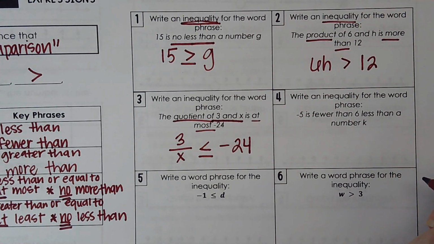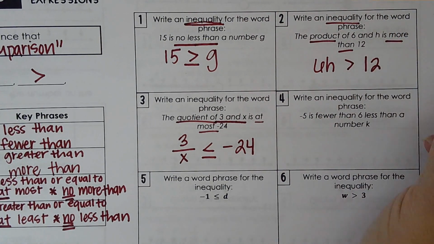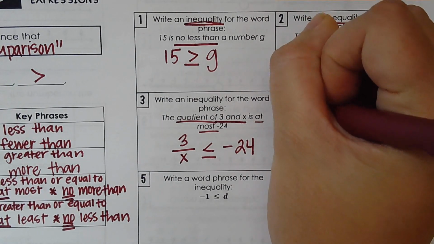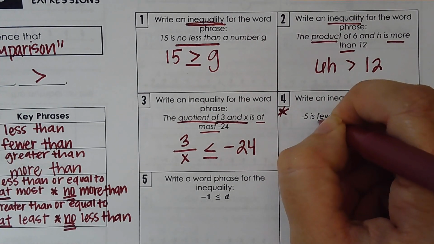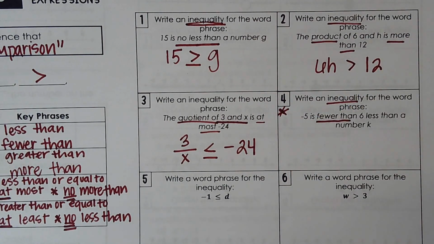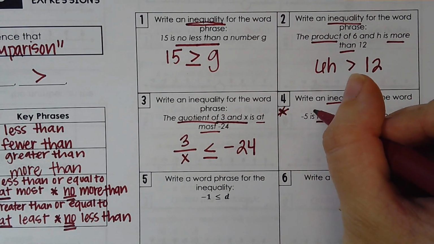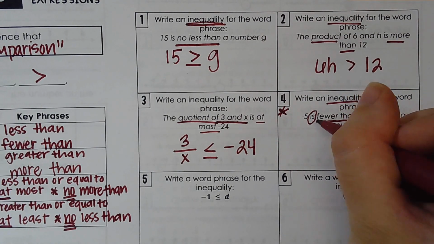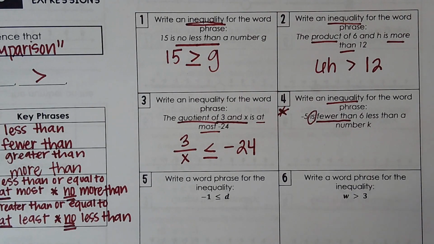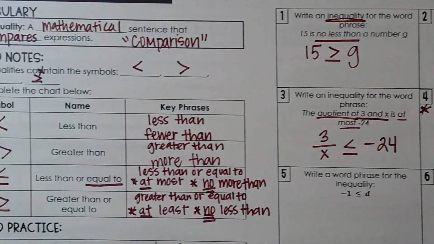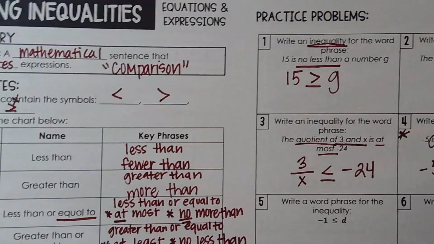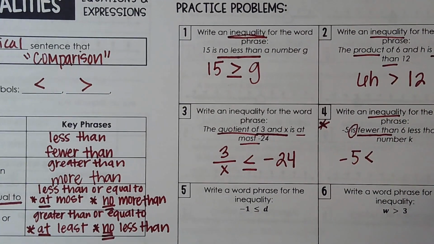My next one, write an inequality for the word phrase. Negative 5 is fewer than 6 less than a number K. Now, you will not see this one on our state test, but you will see this again next year, okay? So let's go ahead and talk about it. It says fewer than, and we know we're writing an inequality. Because it says the word is, fewer than is going to be my inequality, okay? So negative 5, what does fewer than represent? Let's go find fewer than. Less than, okay, because it was by the word is.